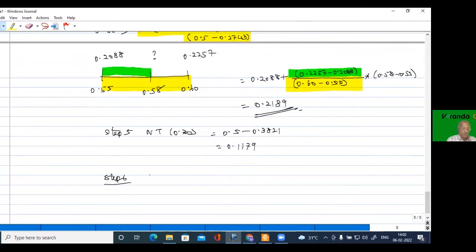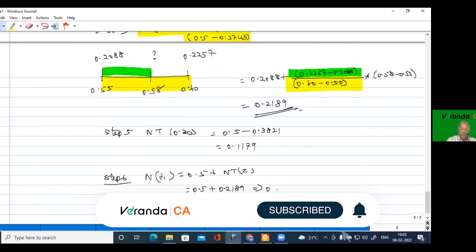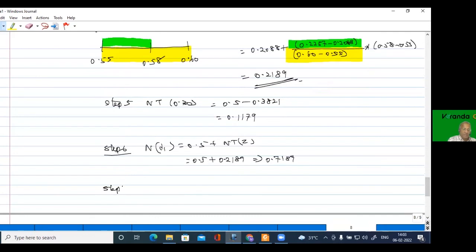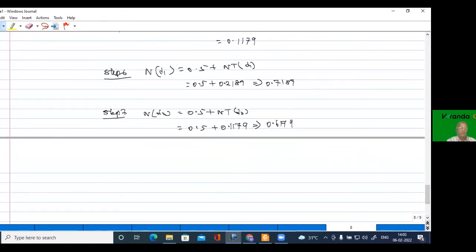It is readily available. Now, N(d1), which is the probability, is equal to 0.5 plus the normal table value of z, which is 0.2189, which is equal to 0.7189. Right. Then step number 7, N(d2), which is equal to 0.5 plus the normal table value, is 0.5 plus 0.1179. So 0.6179 is the step number 7 value.